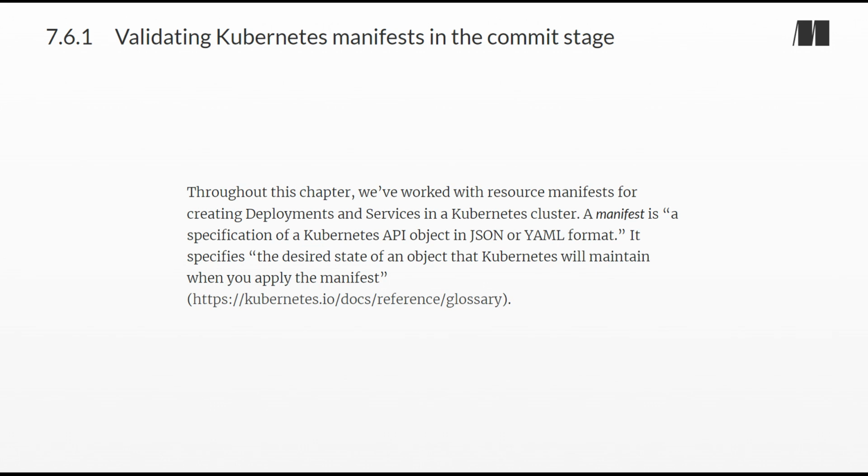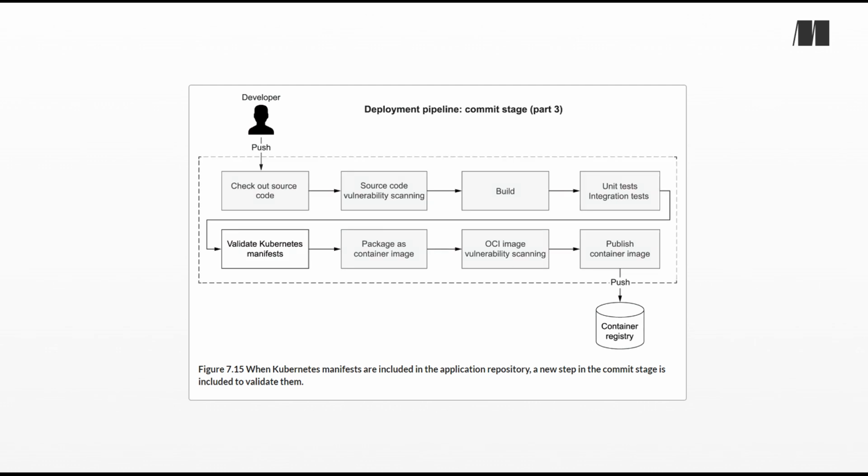See this link. Since a manifest specifies the desired state of an object, we should ensure that our specification complies with the API exposed by Kubernetes. It's a good idea to automate this validation in the commit stage of a deployment pipeline to get fast feedback in case of errors, rather than waiting until the acceptance stage, where we need to use those manifests to deploy the application in a Kubernetes cluster. Figure 7.15 illustrates the main steps of the commit stage after including the validation of Kubernetes manifests.